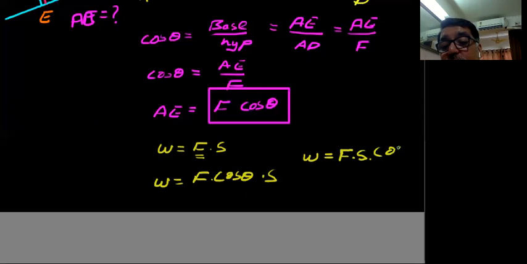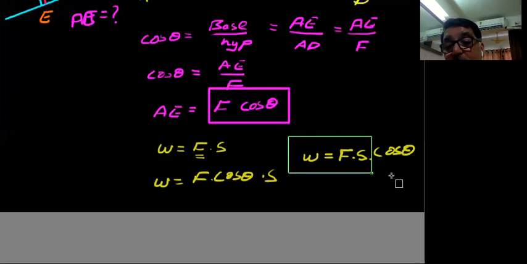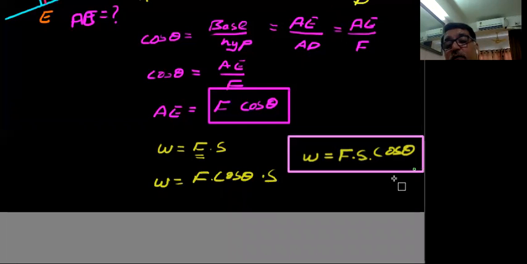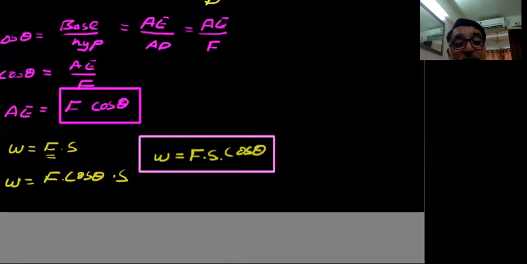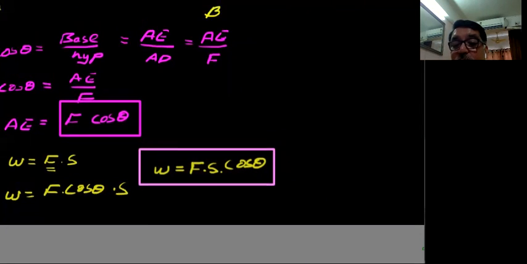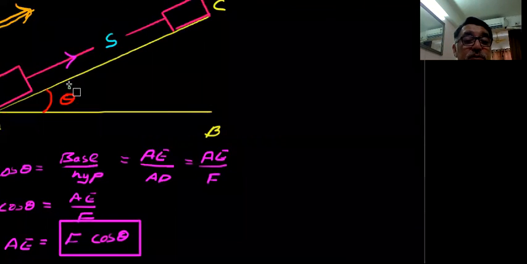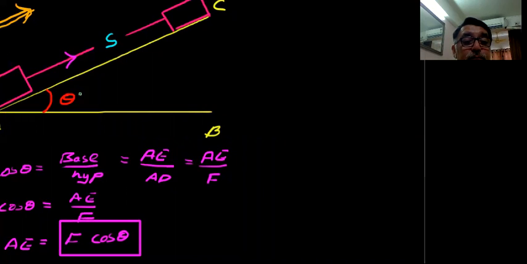So we can find the formula for work by finding the component of force or by finding the component of displacement. In both cases, the formula is exactly same, which is work equals F into S cos theta, where theta is the angle by which the surface is inclined.